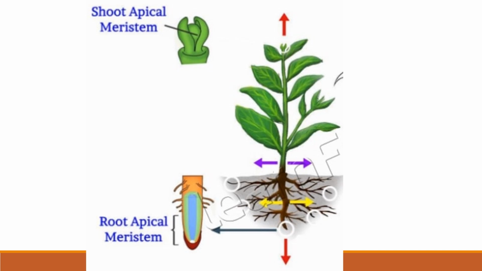Why? There are two reasons. The first reason is that they have the capacity to divide. When they divide, they will form a new plant. So it will be easy for scientists to make a new plant from the meristematic cells, right?